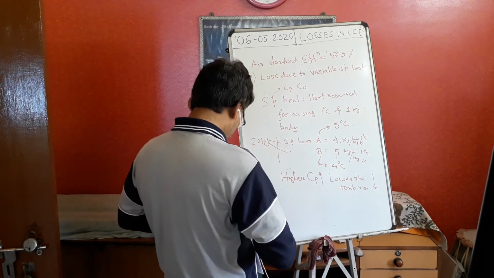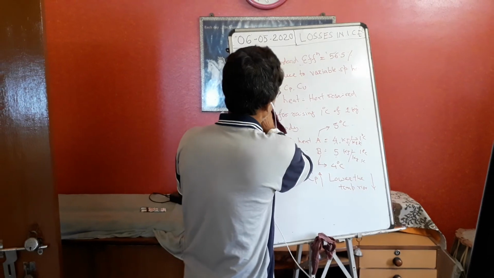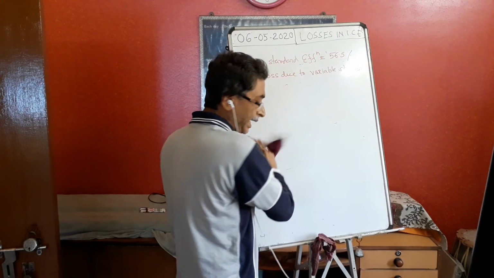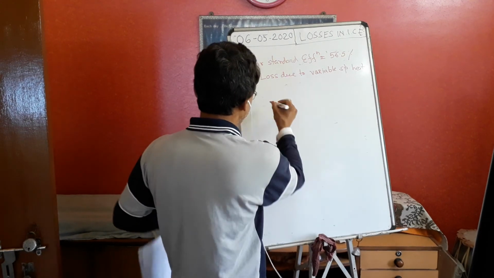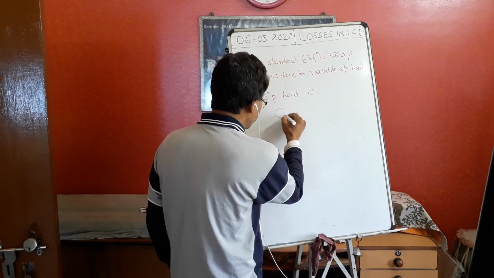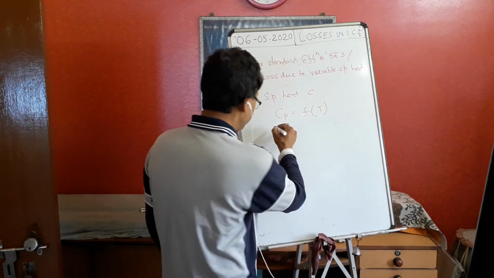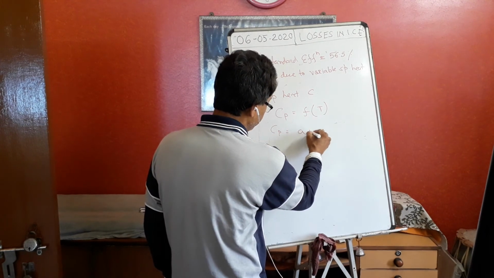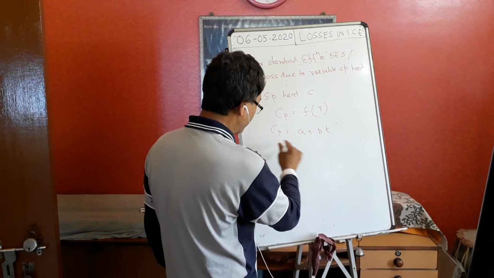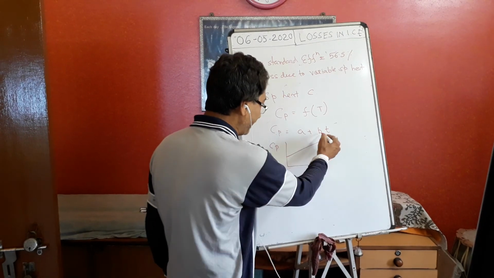Now let us see what is happening in the IC engine. In case of an IC engine, generally we take specific heat as constant. But the specific heat Cp is a function of temperature. How can it be written? Cp equals a plus bT. So this is the relation between the temperature and Cp. If you draw the curve, this is Cp and this is T. So this will be the relation, a straight line equation.